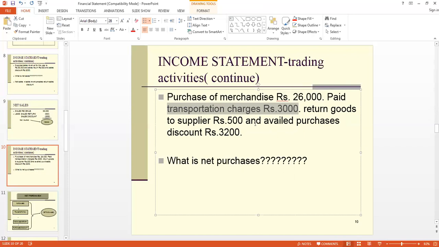Return goods means this is the goods which you return to your supplier. So you will minus it, and this is the discount that you obtain. So this discount will also be deducted from the purchase value. How you will calculate it, that I'm showing you on the next slide.